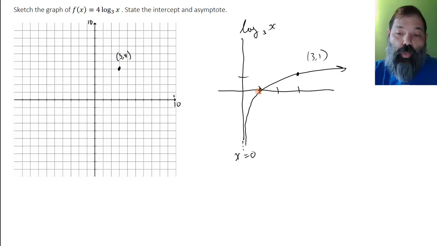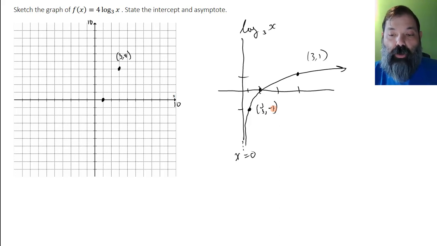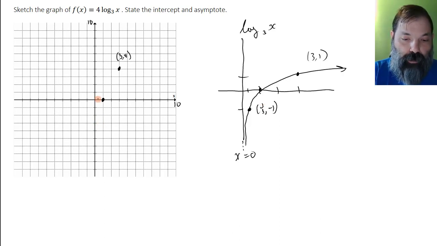And well, if my input is 1 and the output for the logarithm is 0, multiplying it by 4 would still be 0. Now, I would have also had the point (1/3, -1). So this point is (1/3, -1), since the log base 3 of 1/3 is negative 1. And so then if my input was 1/3 for 4 log base 3 of x, my output would then be negative 4. So I have the point (1/3, -4).